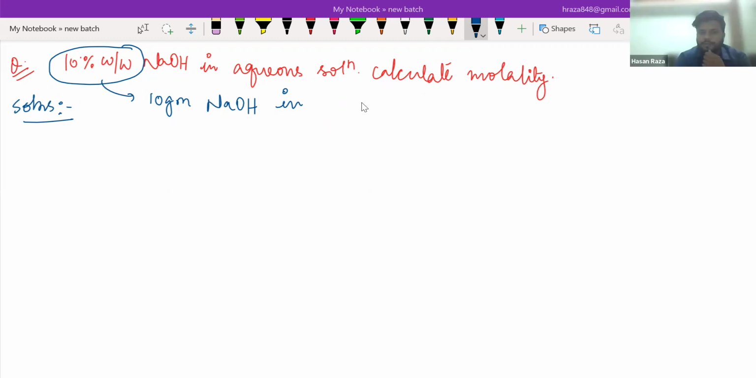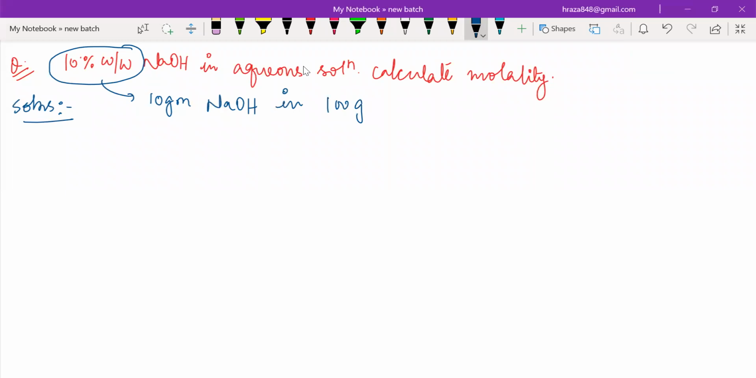Now see, 10 gram of NaOH in 100 ml solution, right? 10 gram.